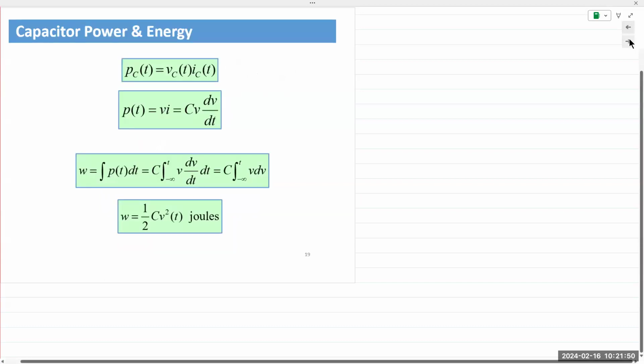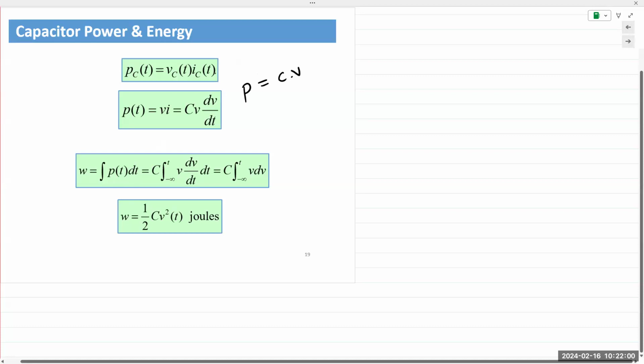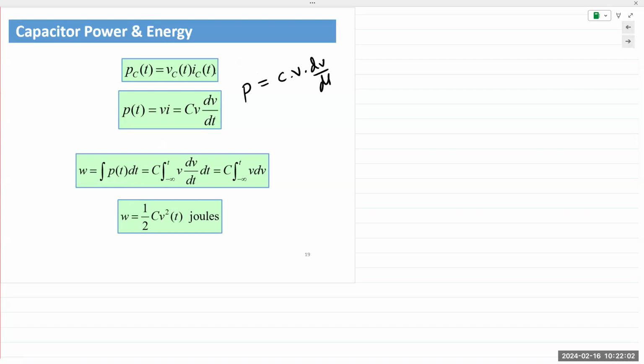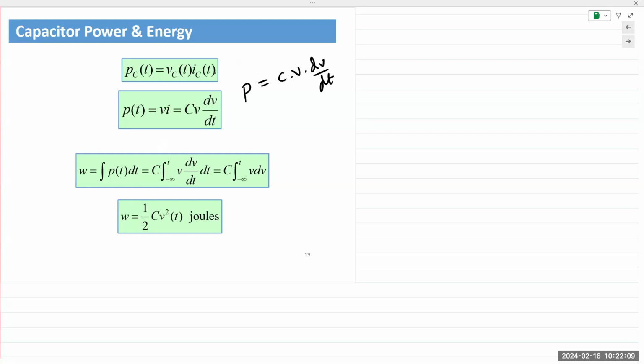Equations for power and energy are also exactly the same. Electrical power is the product of voltage and current, V times I. You plug in the values and you simply get, I is C dV over dt. You multiply capacitor current I times voltage. You simply add a V in that equation. So CV dV over dt.